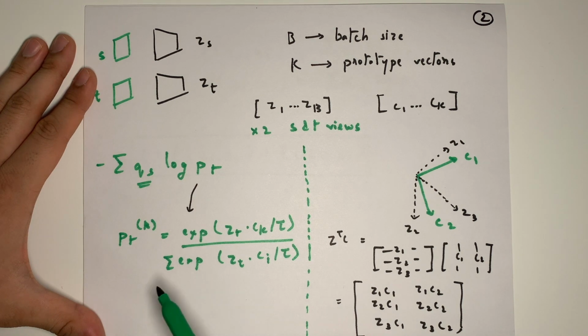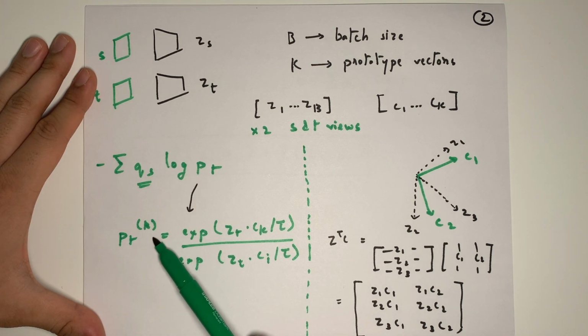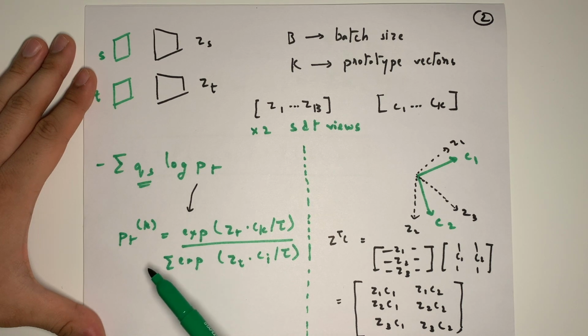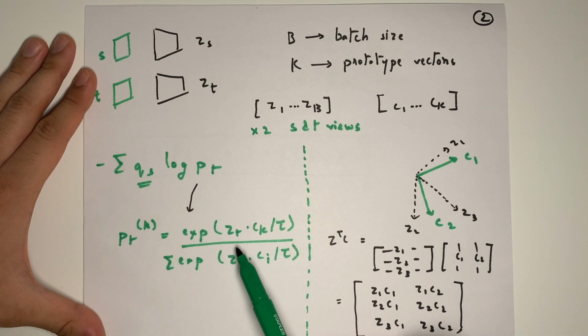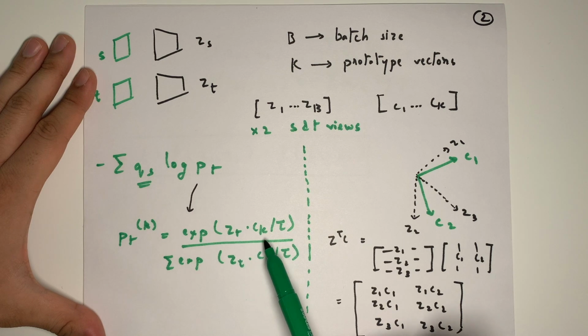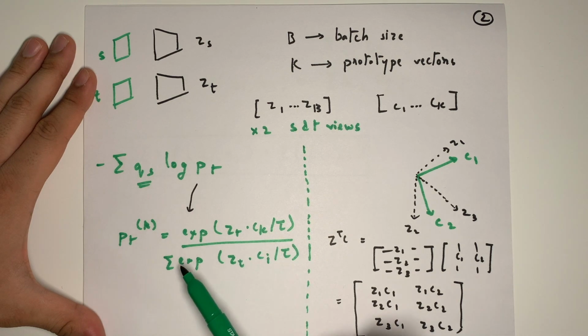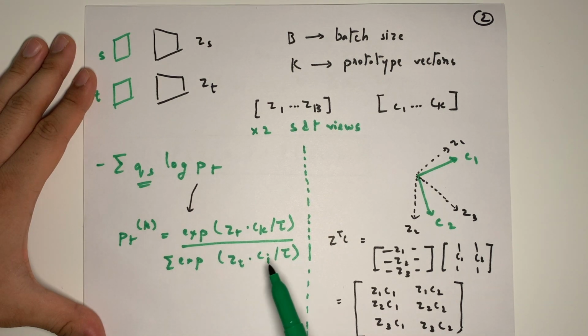Now, to compute the probability Ptk, which here is defined by how similar the representation Zt is to the prototype vector Ck, you take this. You have a fixed number of samples in the denominator. Since you're not using any negative samples, you have a fixed number of prototype vectors. And this provides how similar Zt is to Ck.